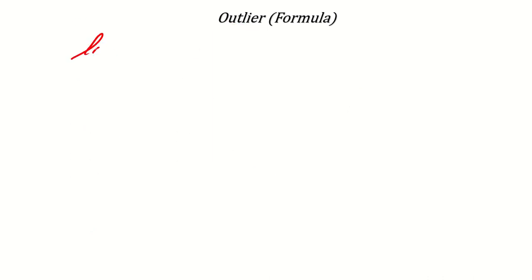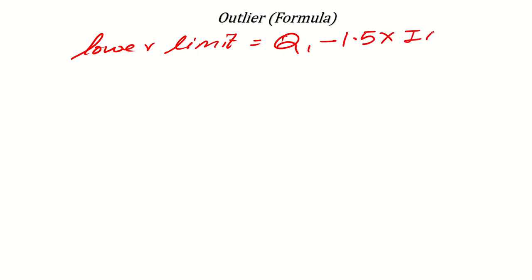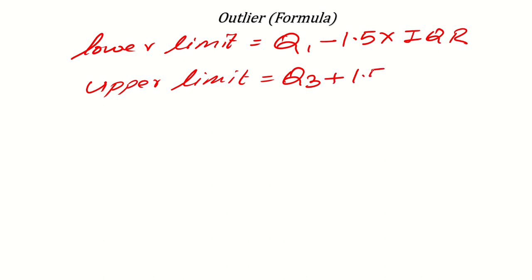The lower limit is equal to what? The lower limit will be the first quartile minus 1.5 times the interquartile range. Okay, and the upper limit will be the third quartile plus 1.5 times the interquartile range. So if any number lies before this lower limit, then that will be an outlier. If any number lies after the upper limit, then also that will be called an outlier. So just remember like this.